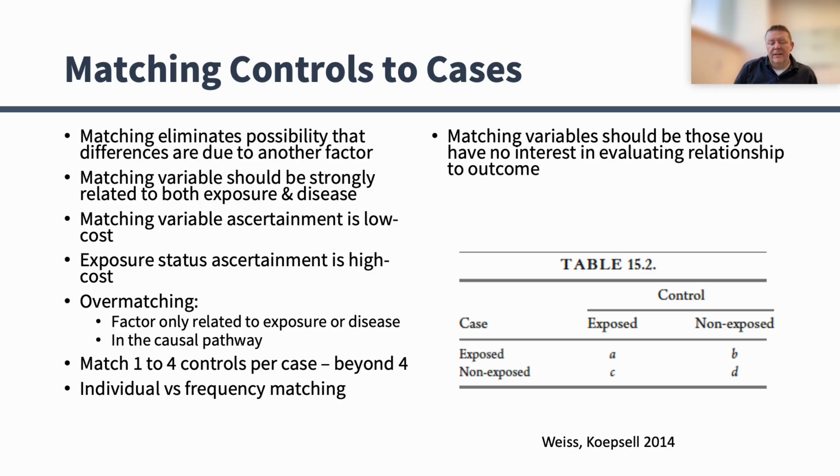And so there are 2 types of matching. There's individual matching, where we have the individual cases and we're matching specific controls to those specific cases. Frequency matching refers to matching your overall case population to a control population that's similar on your characteristics of interest in terms of the distribution. So say you want to make sure that your control population has a similar age, gender, and maybe race, ethnicity, education, income, whatever status you want to match on, and they have a similar distribution of those things as your case population. And then you can randomly select your controls from that population.